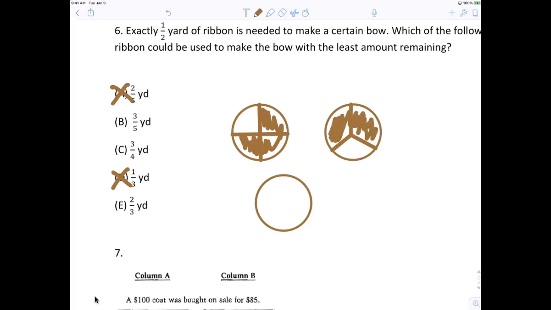So which one's more? 2/3 or 3/4? 3/4 is more. Does everybody see that? Just by looking at the picture, you should be able to tell me. So then 2/3 is a better answer than 3/4. Do you agree with that? So let's cross out 3/4. Now, I need to look at 3/5. So I'm trying to draw 3/5. Let me see if I can do that.